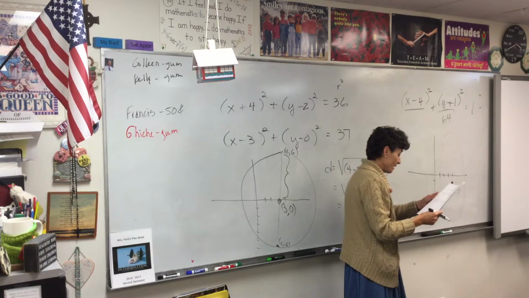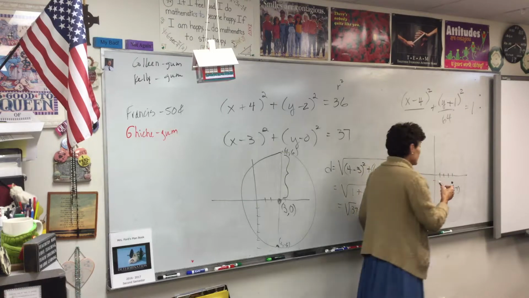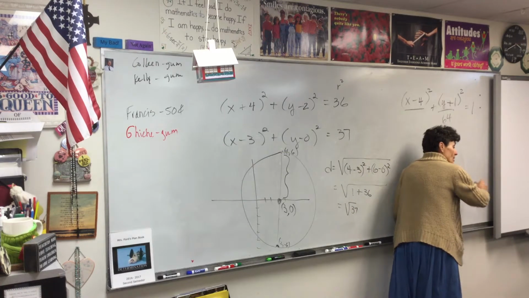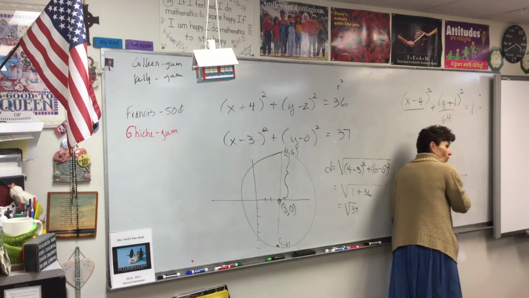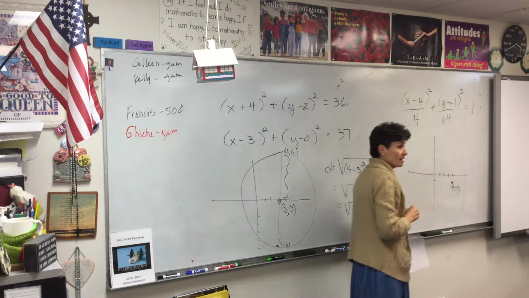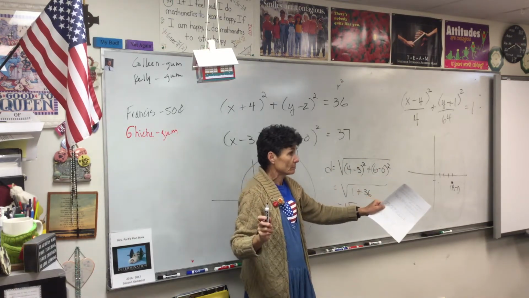And the minor axis has a length of 4. Now be careful. That means the total distance is 4, which means I'm going back and forth 2, which means this number is a 4. You went back and forth 2.